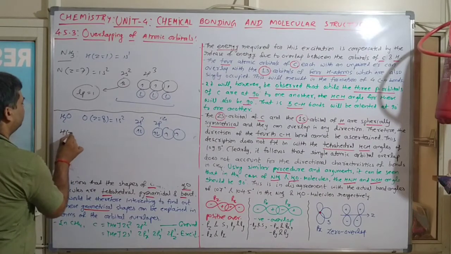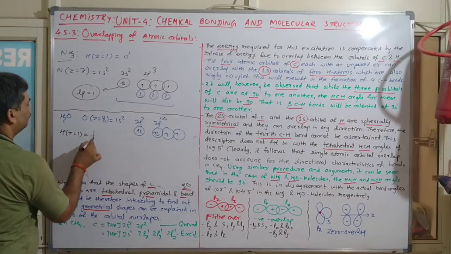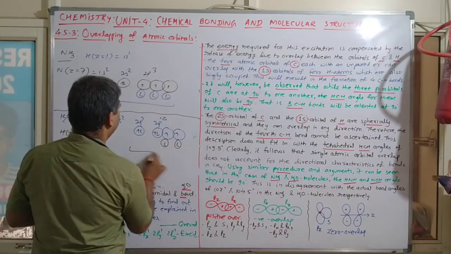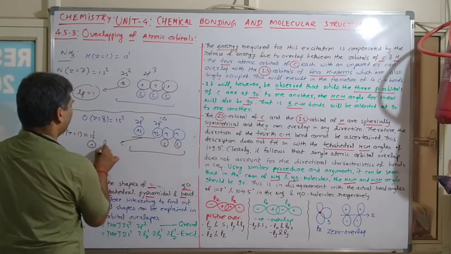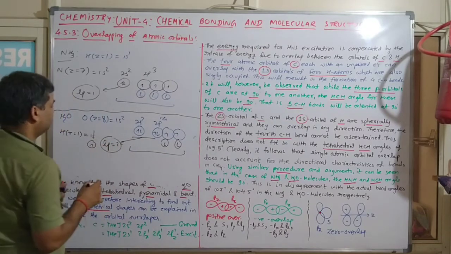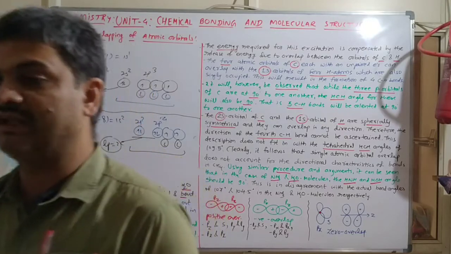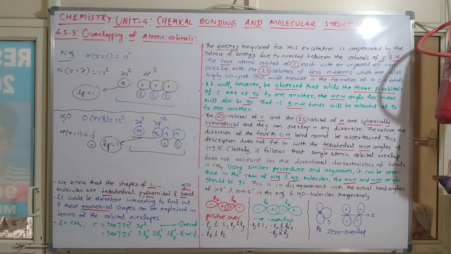Here is what will happen. Here hydrogen, Z is 1, so 1s1. Hydrogen, hydrogen. Here 2 lone pairs are there. Clear? In case of methane, no lone pair is there. In case of ammonia, 1 lone pair is there, and in case of water, 2 lone pairs are there. So this will complete the information of overlapping of atomic orbital. Correct?